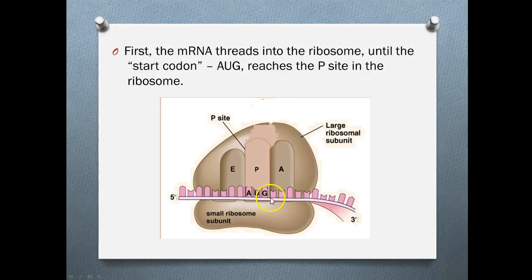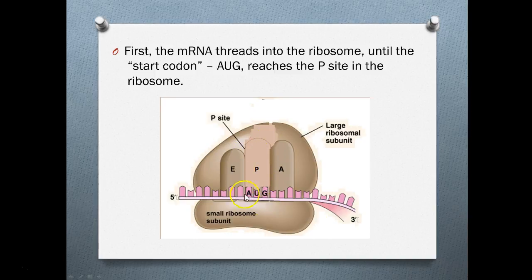So every sequence of 3 letters on messenger RNA is called a codon, and the sequence AUG, that unique sequence, is known as the start codon. That lets the ribosome know that once it reads those 3 letters, AUG, what follows is going to be the exact instructions for how to make the particular protein.